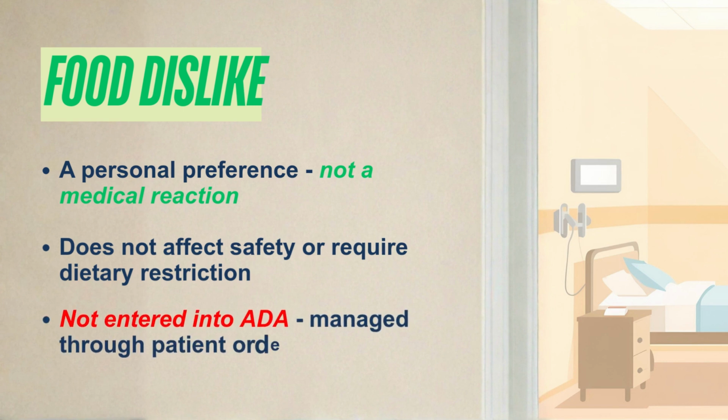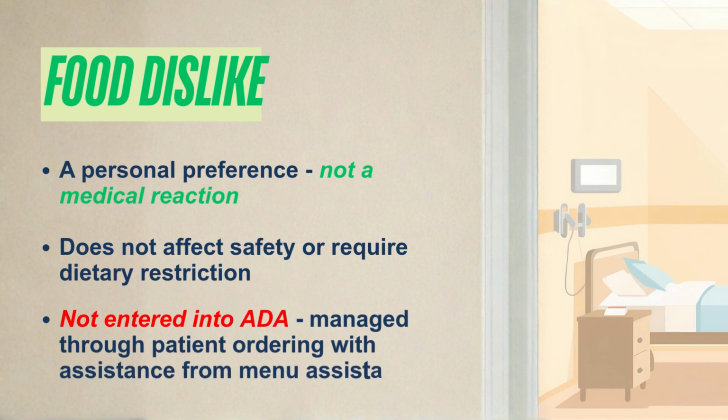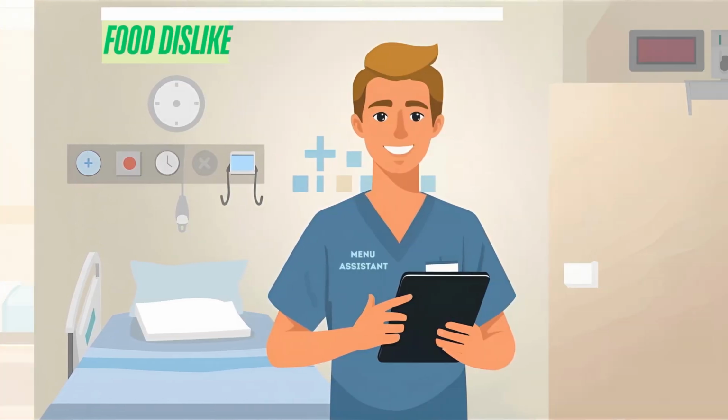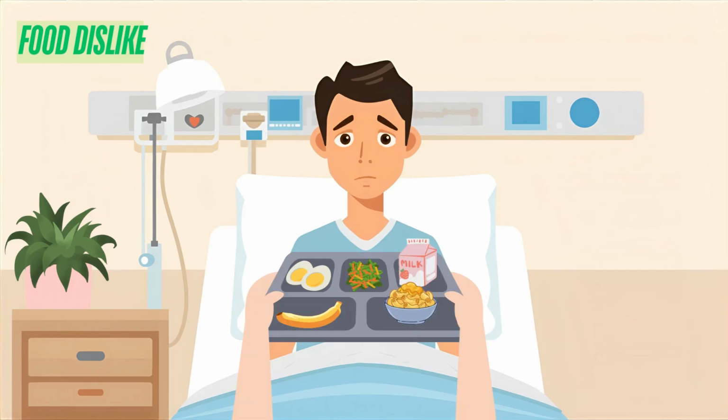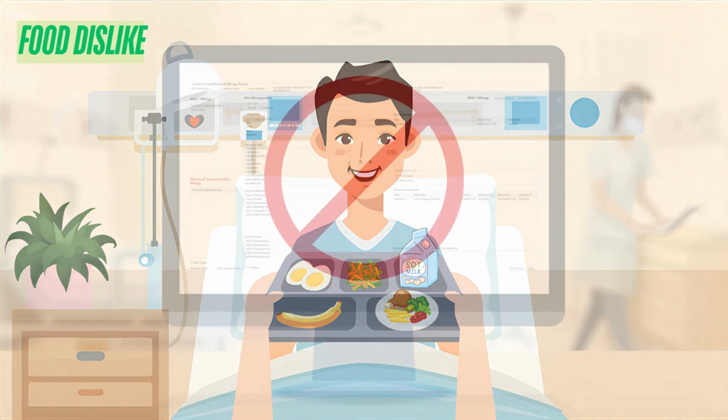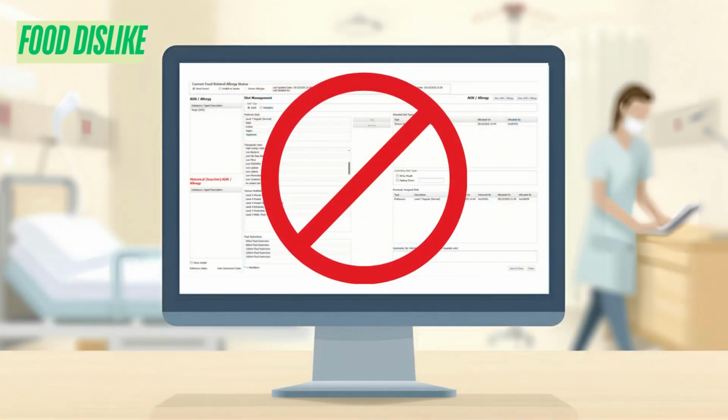Dislikes do not need to be entered into ADA and can instead be managed by the patient and meal assistants during meal ordering. Dislikes do not affect Sam's safety. He can simply choose alternatives during menu selection with help from the menu assistant. Therefore, there is no need to enter a dislike into the ADA system.